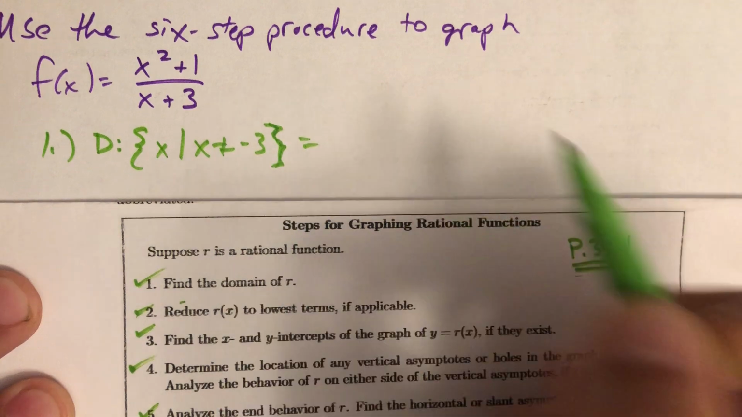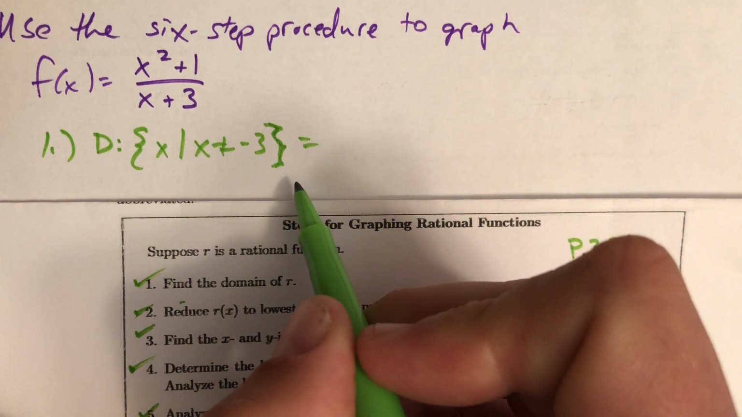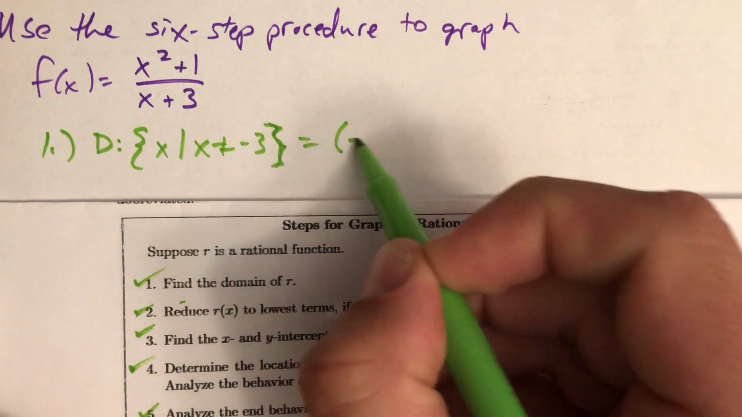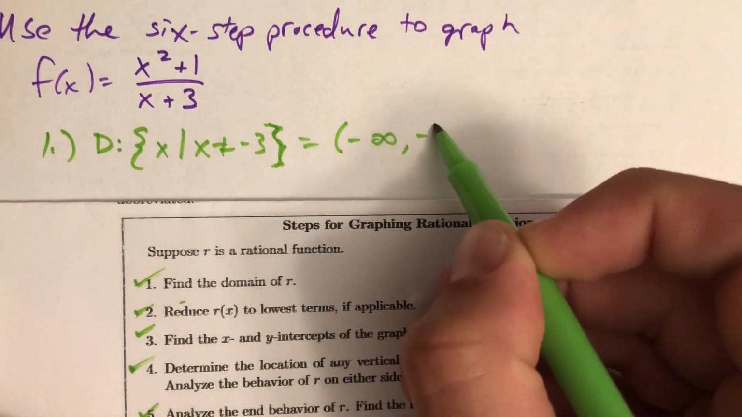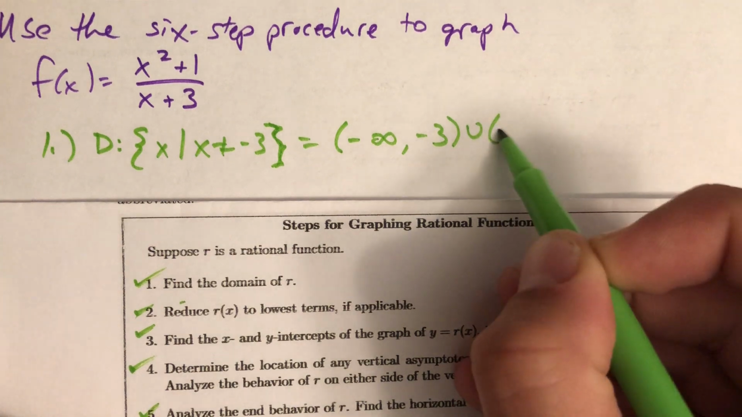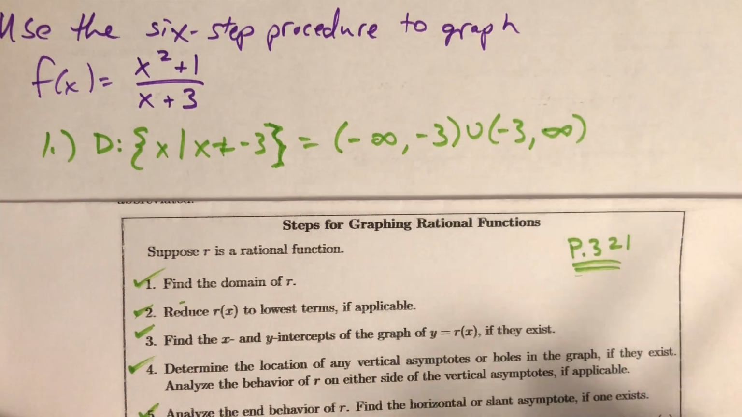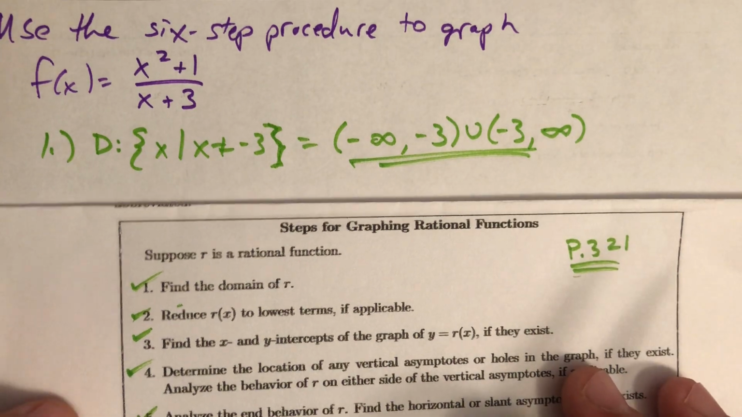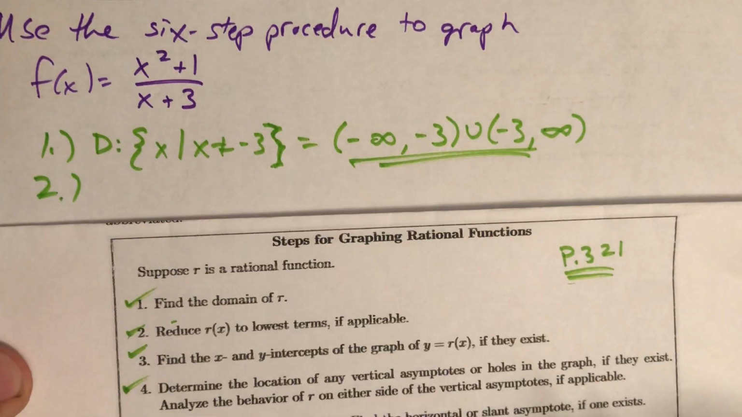We can write this right in interval notation. If we want to take away everything except for -3, we go -infinity to -3, union -3 to infinity, and then we have it in interval notation. We've got our domain.